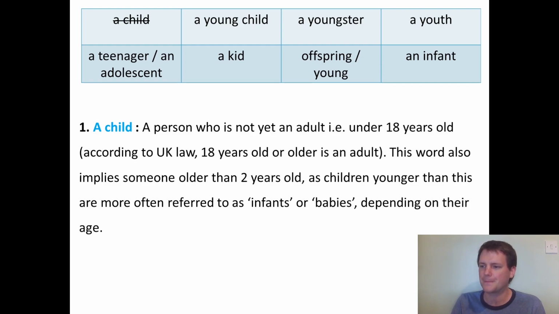A child. Sure, a child is a bit of a legal term, really. Like I say in this definition, under 18 years old, as according to UK law. So yes, a 17-year-old is a child, a 1-year-old is a child, a 5-year-old is a child. They're all children. Like I also say in this definition, though, if you're referring to a child who is 2 years old or younger, they are technically children, but we'd more often use a different word to describe that kind of child, like infant or baby. So let's move on. Let's look at the other words.